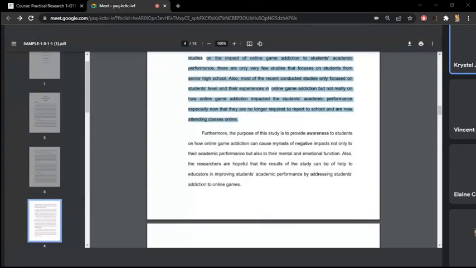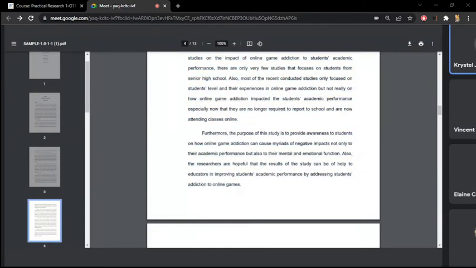Furthermore, the purpose of the study, obviously this is already the overall purpose, is to provide awareness to students on how online game addiction can cause myriads of negative impacts, not only on their academic performance, but also to their mental and emotional functions. Also, the researchers are hopeful that the results of the study can be of help to educators in improving students' academic performances by addressing students' addiction to online games.